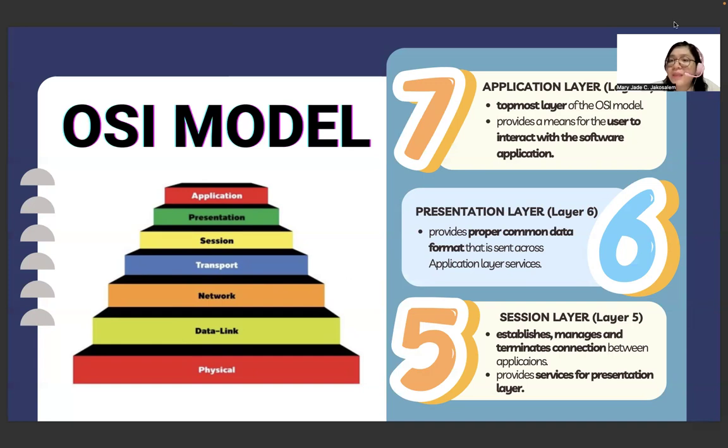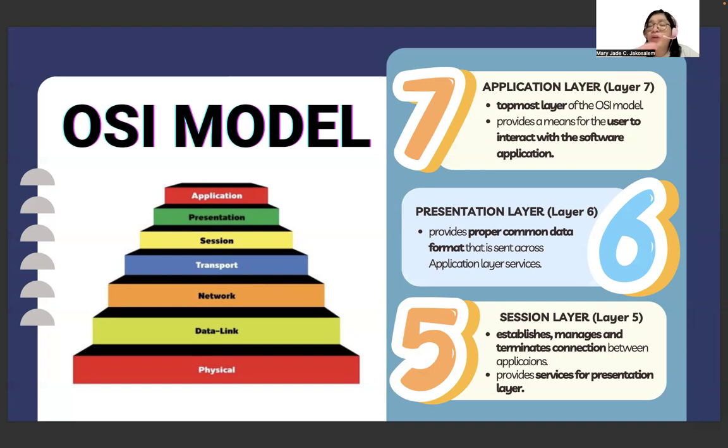The application layer, or layer 7, is the topmost layer of the OSI model, as seen here in the picture. It provides a means for the user to interact with the software application. This is the only layer wherein human-computer interaction takes place. This is the only layer where the user can interact with the network. So that's the application layer.